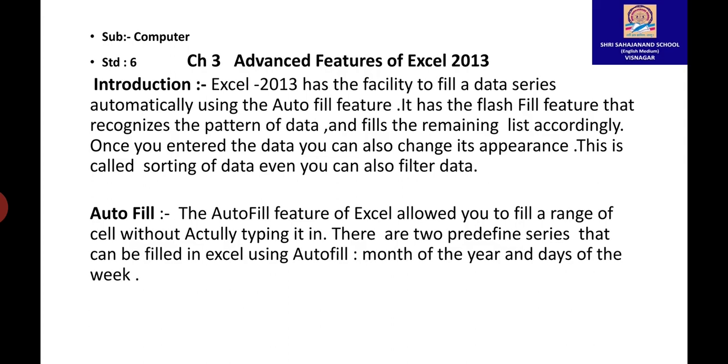First word is autofill. Excel has a facility to fill a data series automatically using the autofill feature. It also has the flash fill feature that recognizes the pattern of data and fills the remaining list accordingly. Next word is sorting. Data in a worksheet, we can change its order of appearance. This is called sorting of data. We can set ascending or descending order.